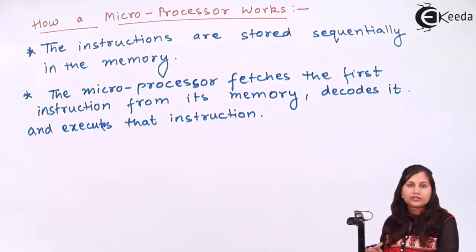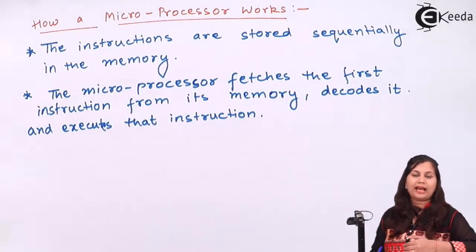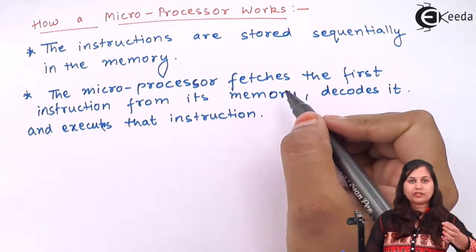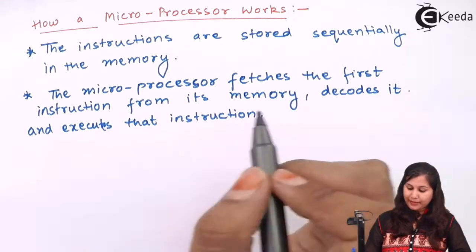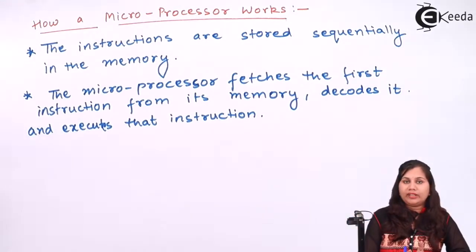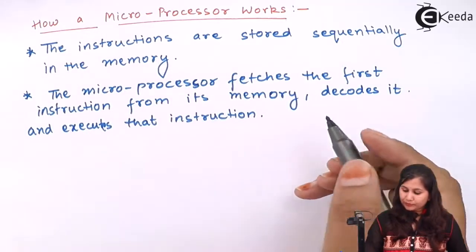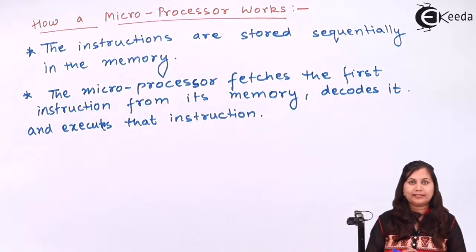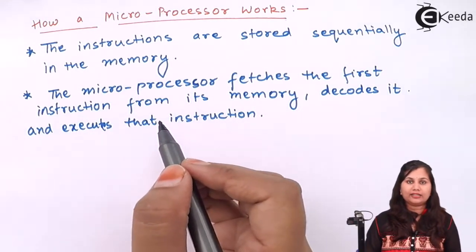So suppose a program is written having 10 instructions. The microprocessor will first fetch the first instruction written in the program, and then it will decode it, because programs are written in various types of languages, like machine language, assembly language, and mnemonics. So the microprocessor is going to decode that instruction, to understand what operation it has to perform, and then it will execute that instruction.